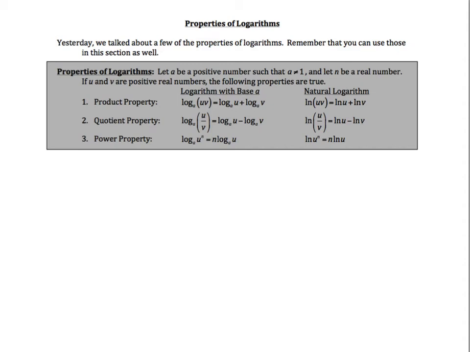Welcome to Notes 3.3. All right, so it's important to keep in mind that as everything happens today, as we talk about these properties of logarithms, they all come from the fact that logarithms are exponents.